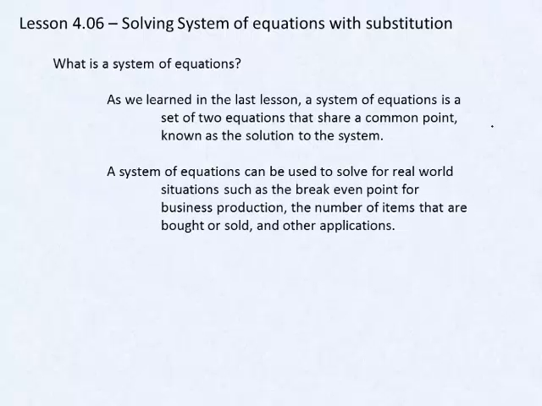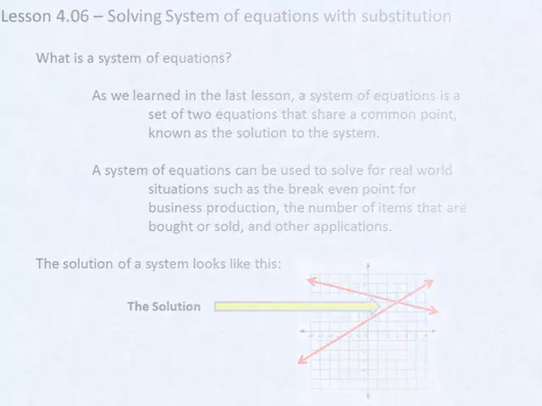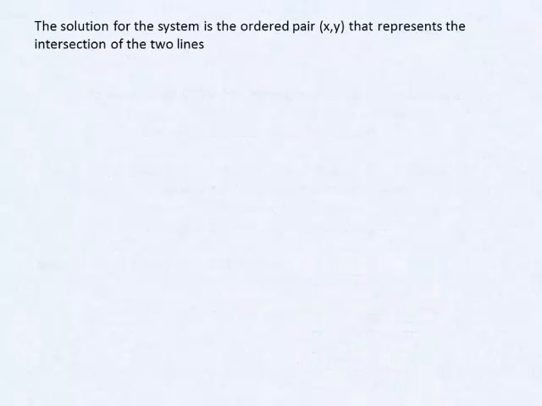A system of equations can be used to solve real-world situations, such as the break-even point for business production, the number of items that are bought or sold, and there are other applications. The solution to a system of equations looks like this, the point where the lines intersect. The solution for the system is an ordered pair (x, y) that represents the intersection of the two lines.